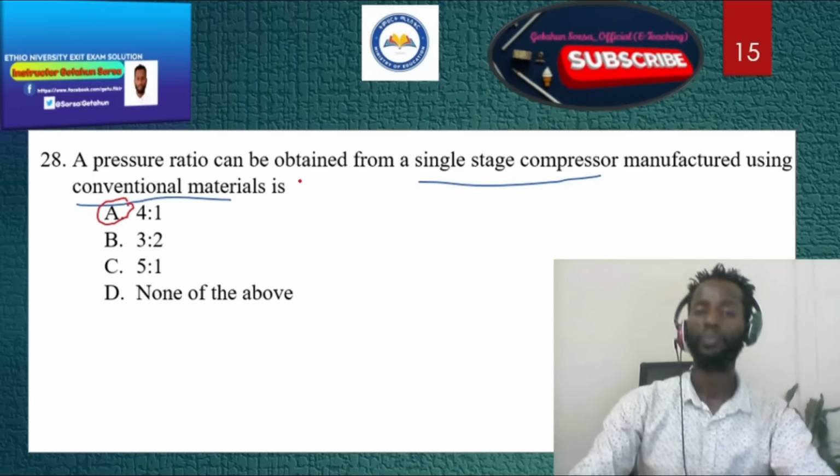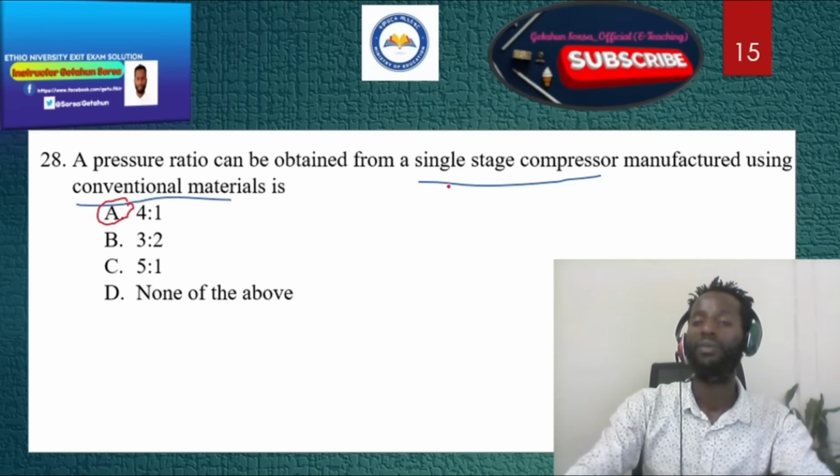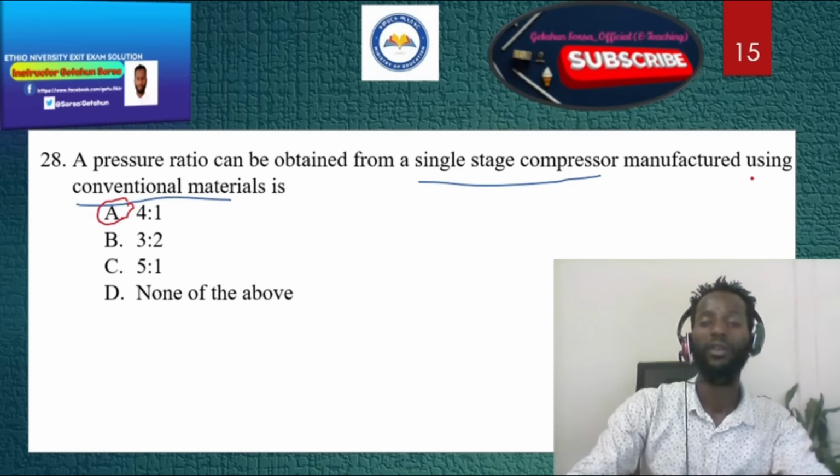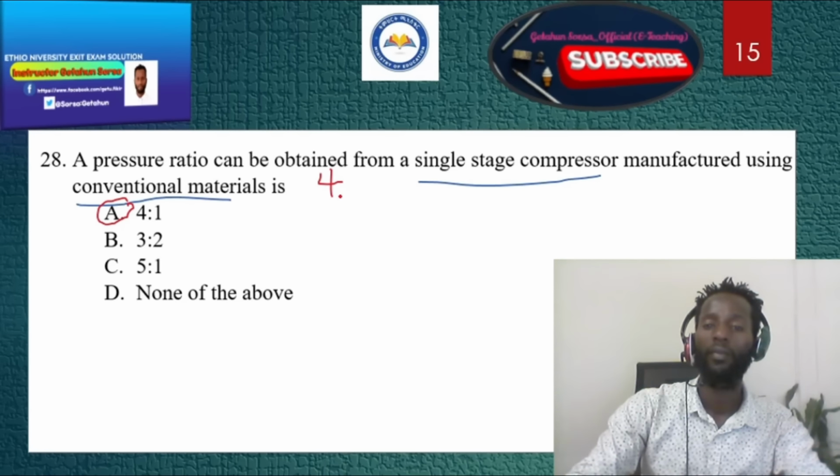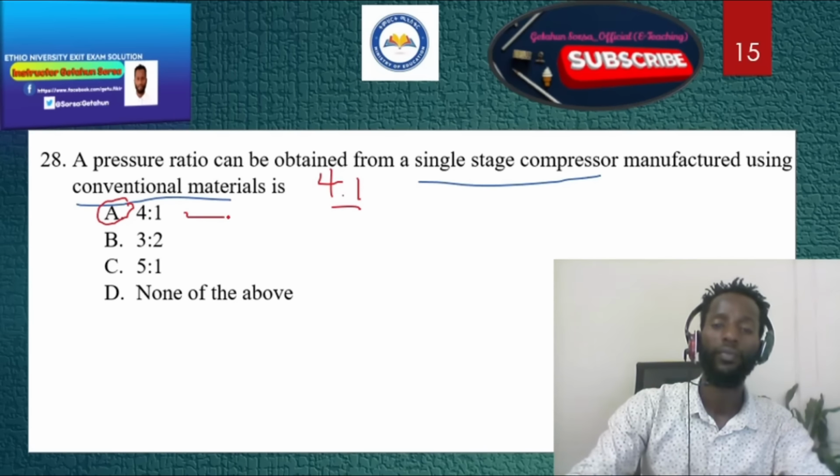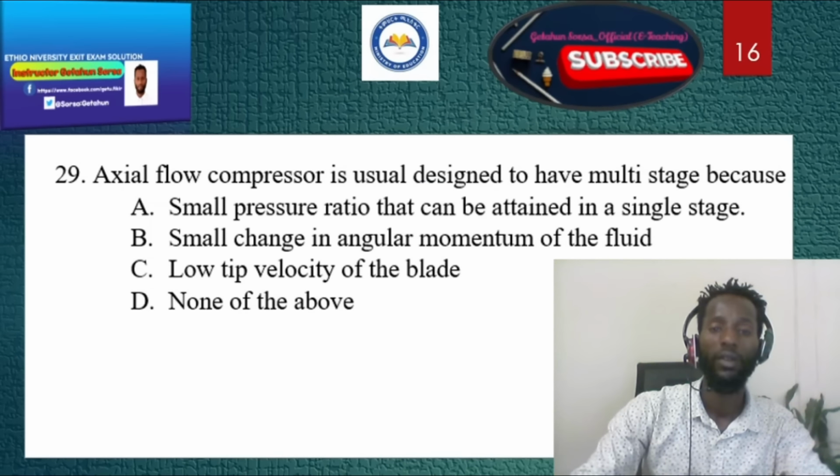The pressure ratio that can be obtained from a single stage compressor manufactured using conventional materials is 4:1. So this is the correct answer. Let's move to the next question.